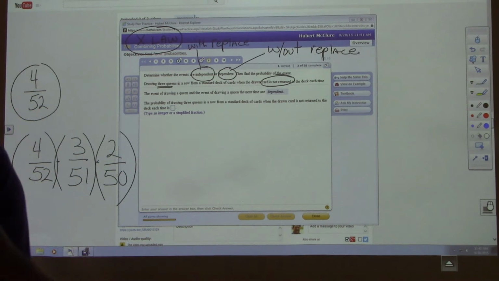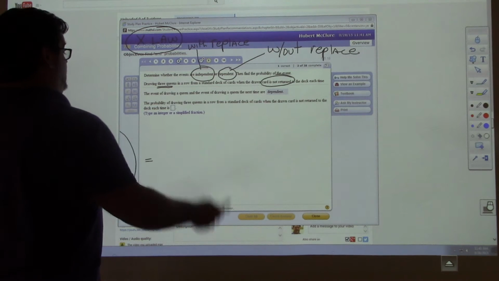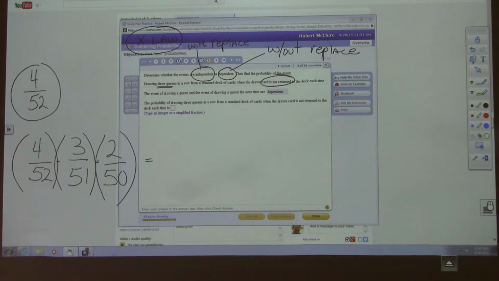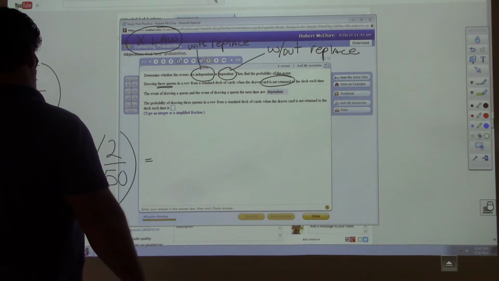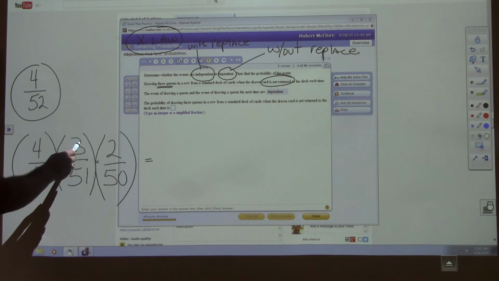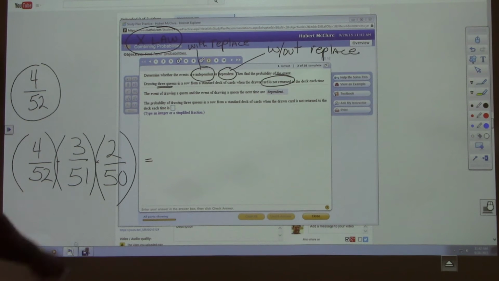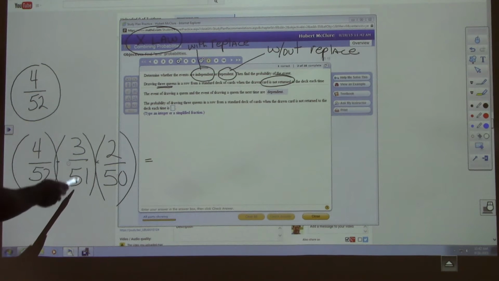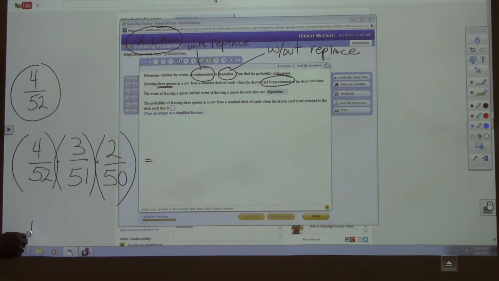And somebody give me 4 digits. It wants type as an integer or a simplified fraction. Okay, let's see if we can simplify it. You can simplify this, and you can simplify that. So let's simplify. 4 will go into 52 1 time, and 4 will go into 12 3 times. So that's 1 over 13.